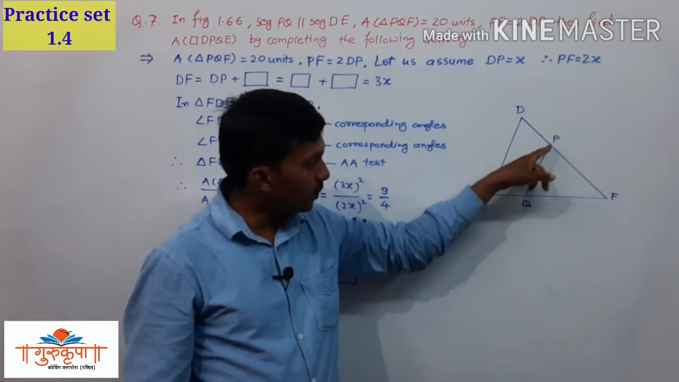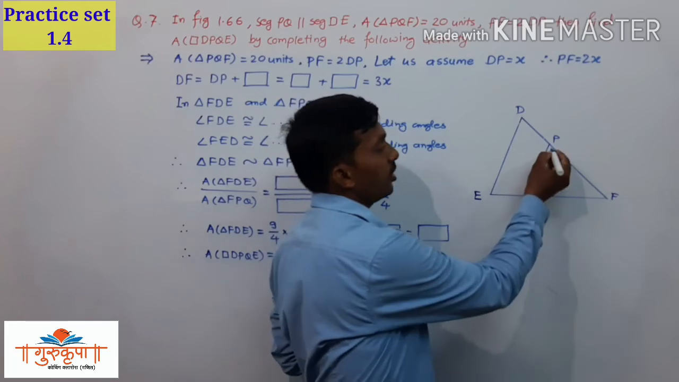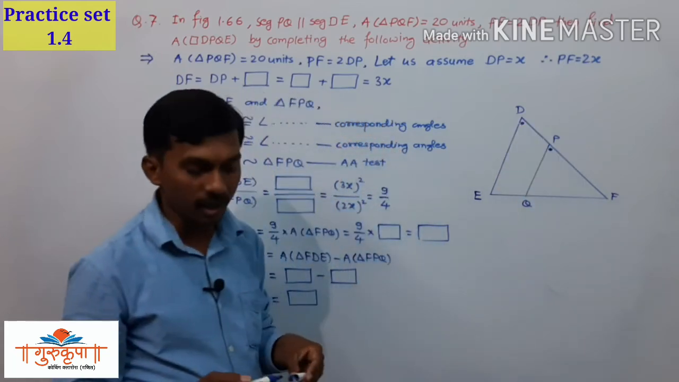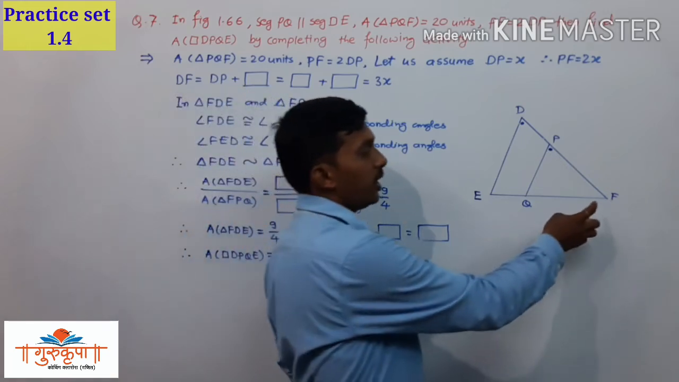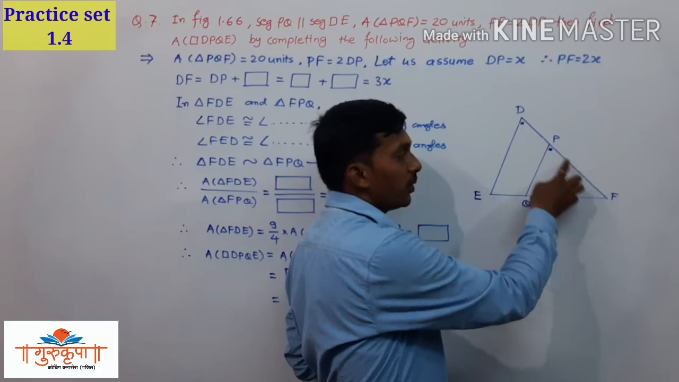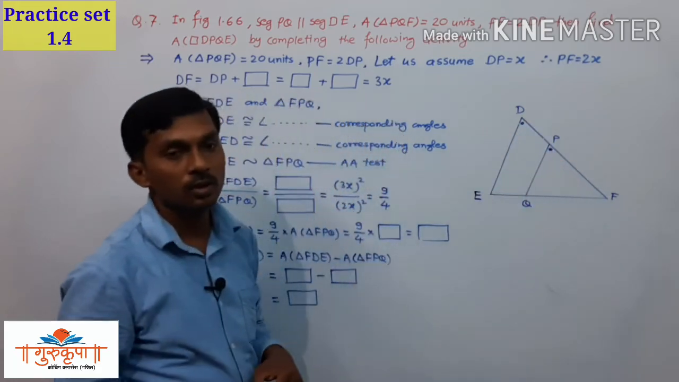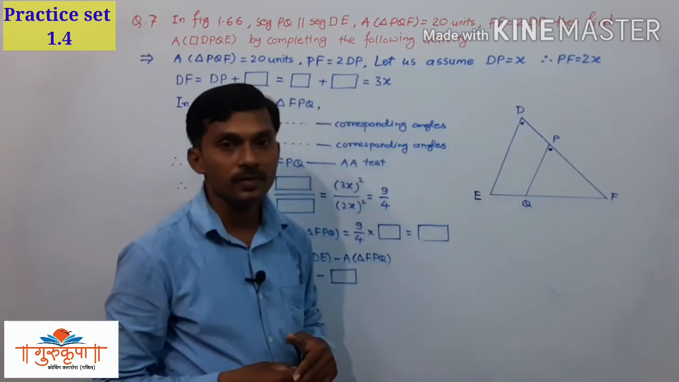Since it is given that PQ is parallel to DE, we can say that this angle is congruent with this angle, and the reason is corresponding angles made by the transversal of two parallel lines. And then we have a common angle. Angle F is in the smaller triangle and also in the bigger triangle. So both the triangles are similar to each other by the AA test.